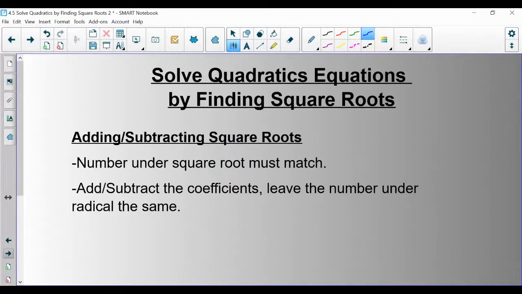Let's talk about adding and subtracting square roots for a second. This was all multiplication and division so far, all the examples that we looked at. In order to add or subtract square roots, the number underneath the square root must match 100%. I cannot add the square root of 5 plus the square root of 6. That's a big no. We can't do anything with that. That is simplified.